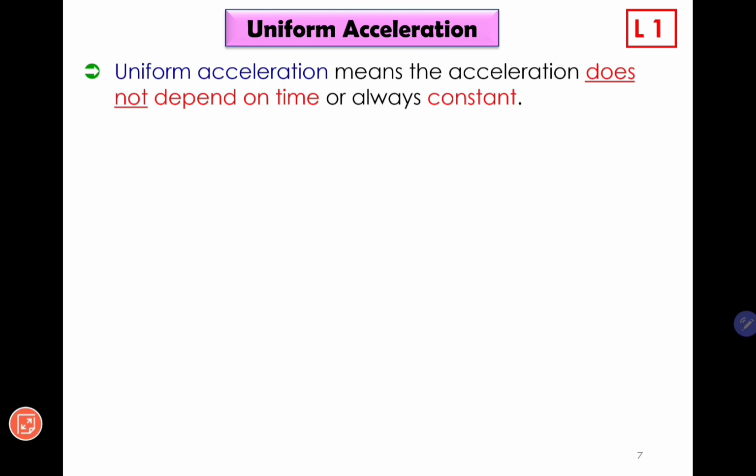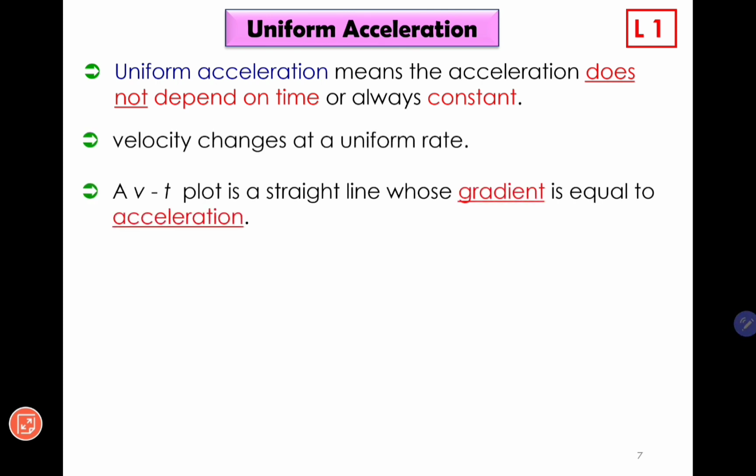Then, what is the meaning of uniform acceleration? Uniform acceleration means the acceleration does not depend on time or always constant. Okay, means that the velocity changes now at a uniform rate. So by giving you a v against t graph, okay, which is under a straight line graph, the gradient now representing acceleration.